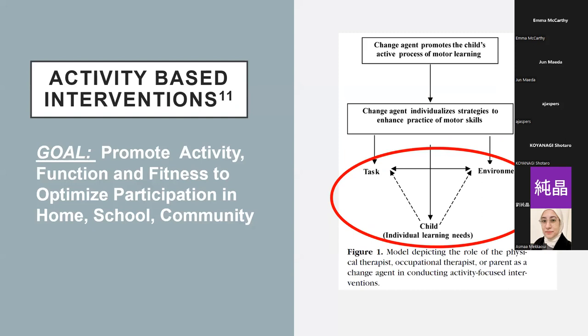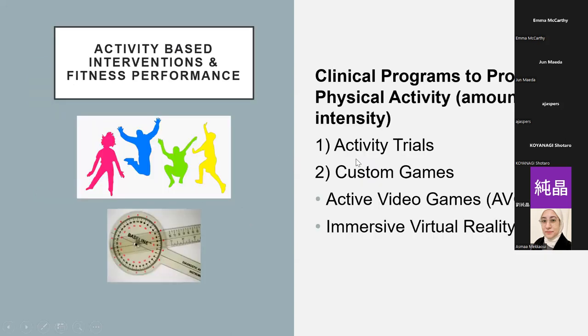So that brings us to, what do we want to do in activity-based interventions? To me, it's looking at, of course, we know this, the child, the task, and the environment. In the work I've done with kids, primarily with cerebral palsy, it's been more university and clinic-based than community-based. So that's my disclaimer. But we've done activity trial interventions to see what physical activity intensity children need for some activities like activities of daily living, and then some custom game development, active video games and immersive virtual reality as a tool to help kids become more active and have fun.